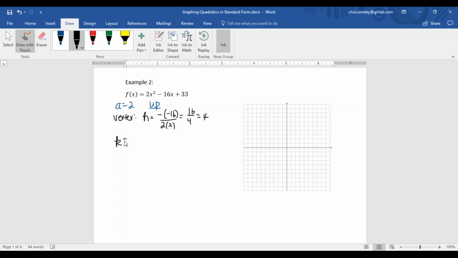To find the other coordinate of our vertex, we plug 4 into our function. 2 times 4 squared minus 16 times 4 plus 33. I just recommend grabbing your calculator, plugging that all in, and you should get 1 for the value. So our vertex is the point (4, 1). And then we can look at our intercepts. Our x-intercept, that's where we put 0 in place of y, or f of x if we're using function notation.